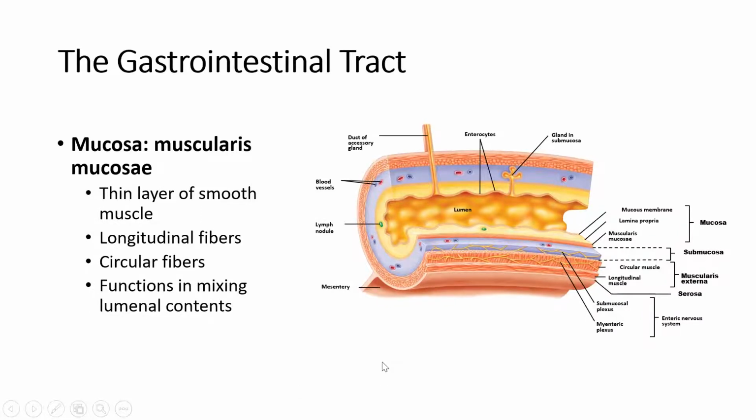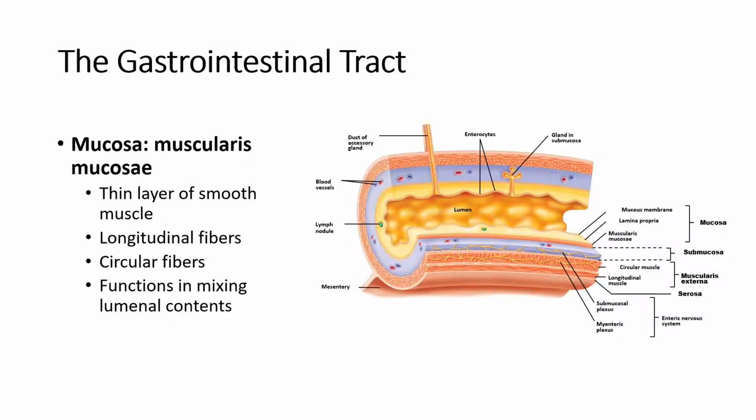Okay, moving on to the third layer of the mucosa. So the muscularis mucosa, this is a thin strip of smooth muscle. This has longitudinal fibers along with circular fibers. And so the orientation of these fibers, they are longitudinal as well as circular, are helping with that mixing of the contents of the GI tract that I was describing earlier.